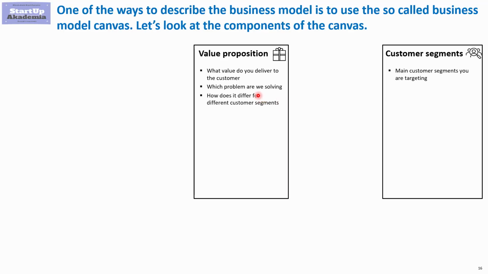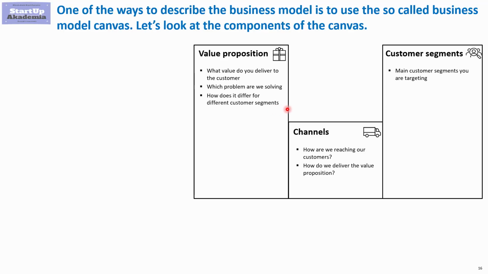In this part you should try to define the following things. First of all, what value do you deliver to the customer? The second thing you should describe is to define which problem are you solving? Finally, you should describe how it differs for different customer segments. Obviously, this should be done from the customer's perspective. So, use the feedback from them to answer those 3 main questions.